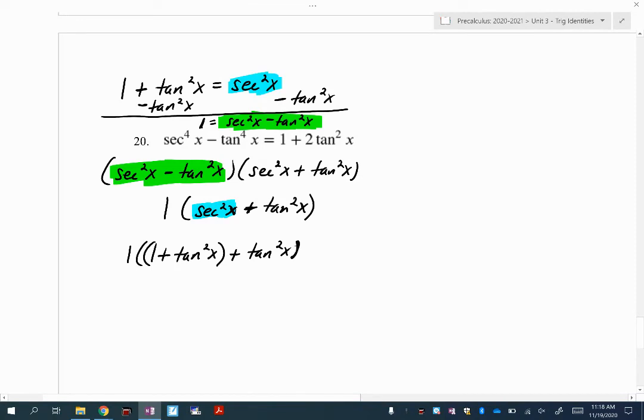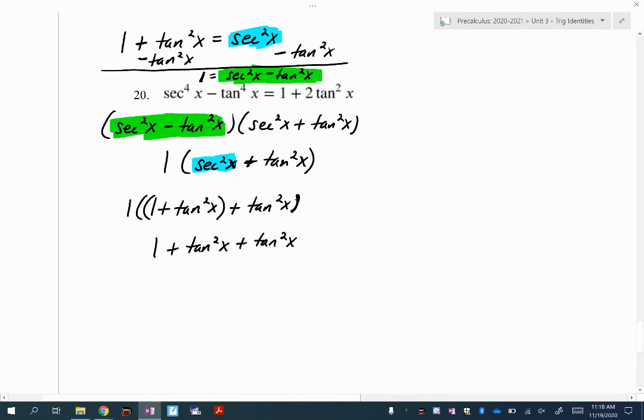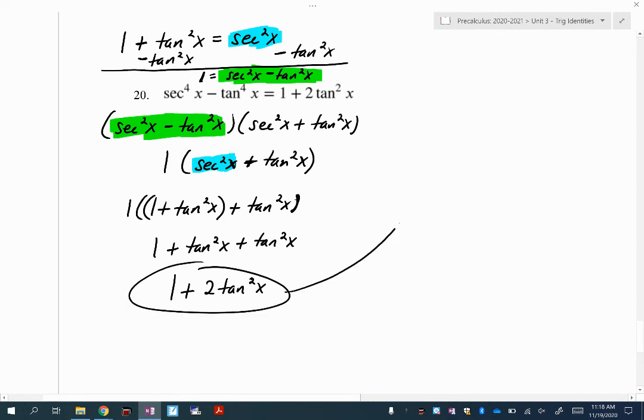Okay, now there's a lot going on here. This one that's in the front, I don't care about anymore. I can take the parentheses off. Let's just take all the parentheses off since we don't have any distributing that's going to change the values. I think you'll see it. So I have 2 instances of tangent squared x. So that becomes 1 plus 2 tangent squared x, which is what I wanted on the right side.